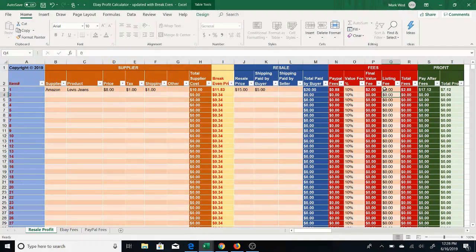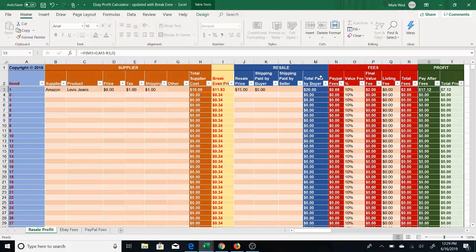So it's $2.88. That's your total fees. Your PayPal fees combined with your final value fee is $2.88. But again, if you have a listing fee, the total fees will go up. From there, the calculator takes the buyer's payment and subtracts the total fees. So the buyer paid $20. We subtract $2.88 in fees, and this is what we end up with, the pay after fees, which is $17.12. From there, we can then calculate the profit.